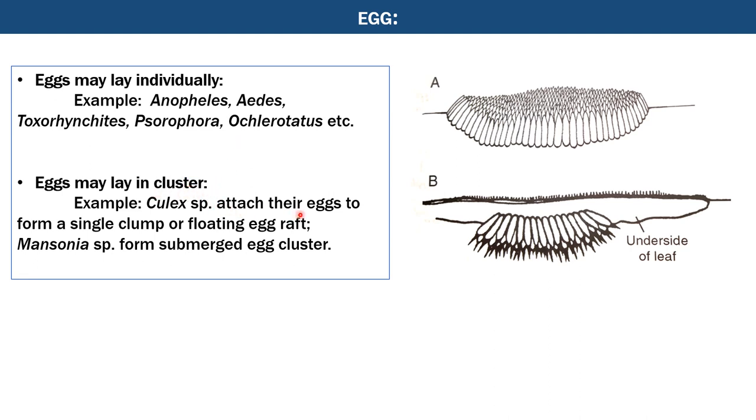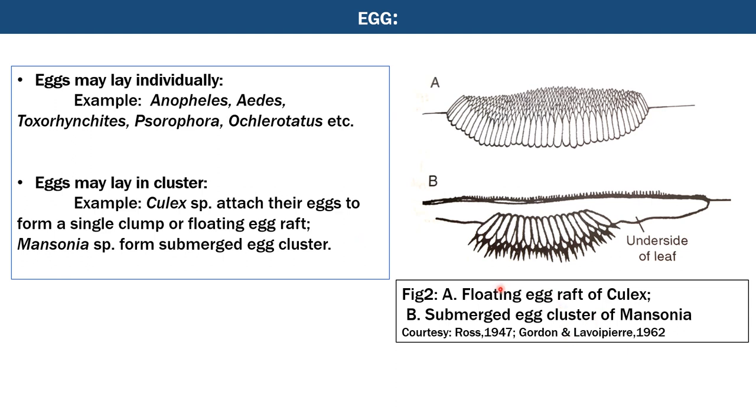Culex species attach their eggs to form a single clump or floating egg raft. In figure 2A, you can see the floating egg raft of Culex. Mansonia species form a submerged egg cluster. So in figure 2B, you can see the submerged egg cluster of Mansonia, which is attached to the underside of a leaf.